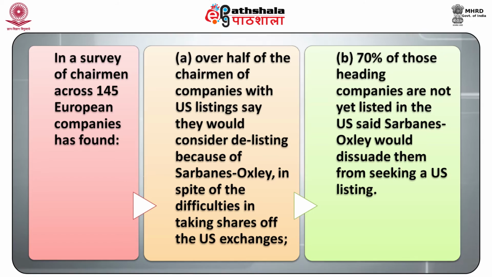B. 70% of those heading companies not yet listed in the US said Sarbanes-Oxley would dissuade them from seeking a US listing. With the comparatively tighter regulation in the US, numerous large companies are understood to be assessing other capital markets that accept IFRS. Whereas such circumstances offer an opportunity for IFRS to flourish, it will still be inappropriate to stay limited to that outlook. This is due to the fact that IFRS stands a fair chance on its own, with its acceptance by the EU, and also given the fact that many countries have conventionally followed IFRS or IFRS-inspired national accounting standards.